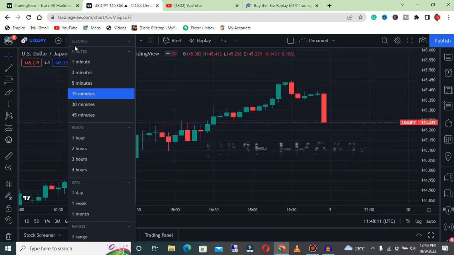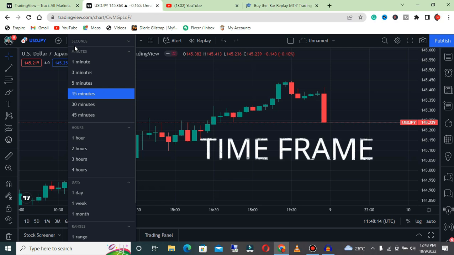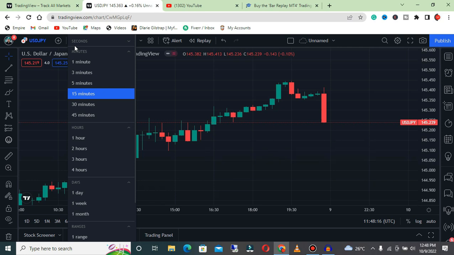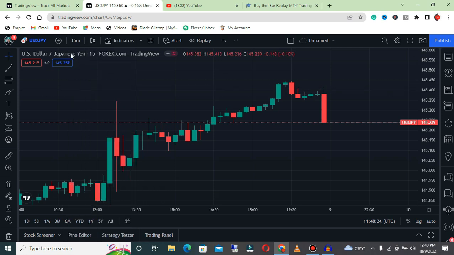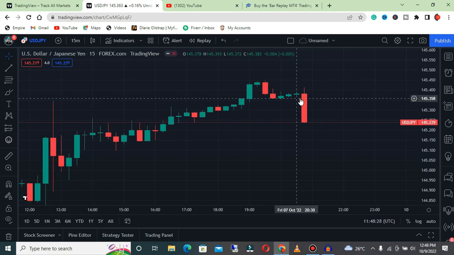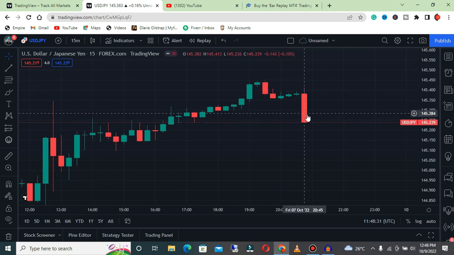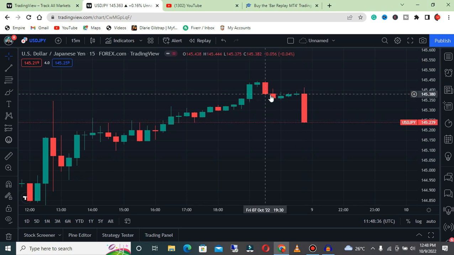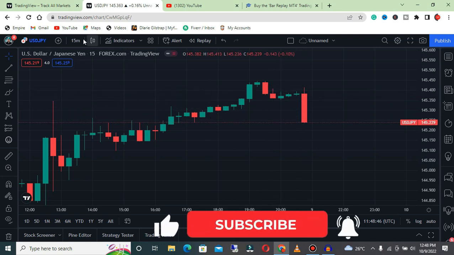Over here, this is where you need to understand very well, because we have different kinds of time frame. For example, this is 15 minutes. When I'm using the 15-minute option, it indicates that each candle right here, for example this particular candle, represents 15 minutes. This one represents 15 minutes. This over here represents 15 minutes. So each candle represents 15 minutes. That's the reason why we call it candle time frame.